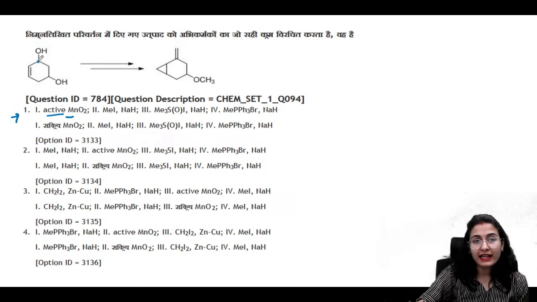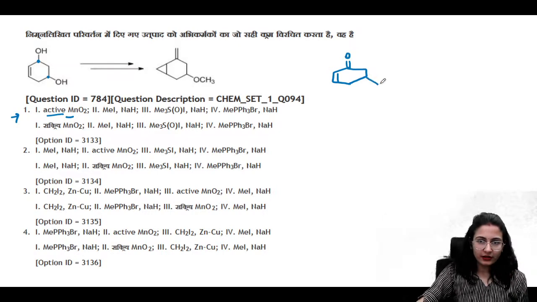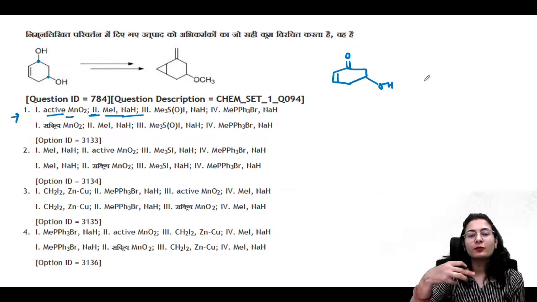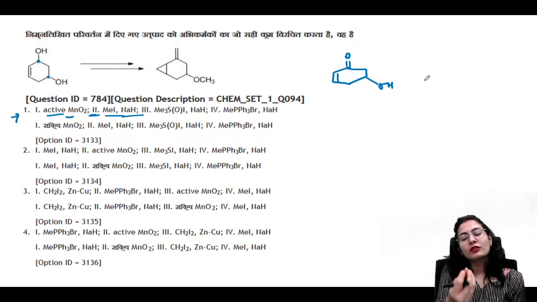So which one is an allylic alcohol? This is allylic, and what is this? Secondary. So more priority goes to the secondary allylic alcohol. This will be converted to ketone. All right, first step. What happens in the next step? Step number 2: methyl iodide and sodium hydride, which means you have a base to remove a proton.